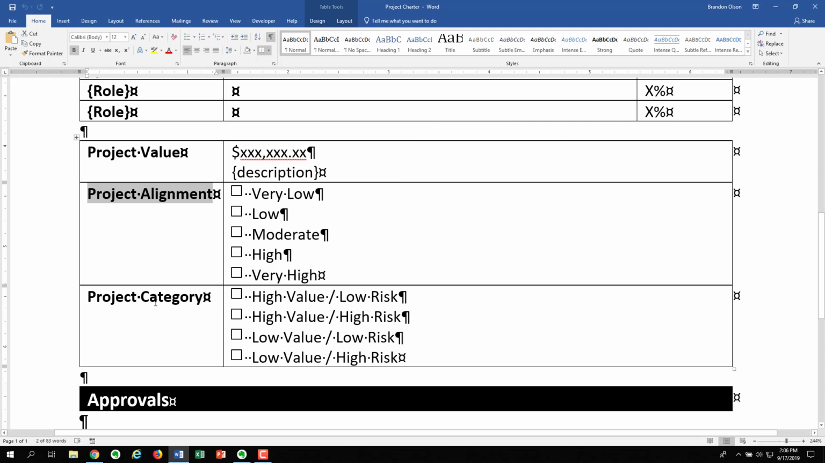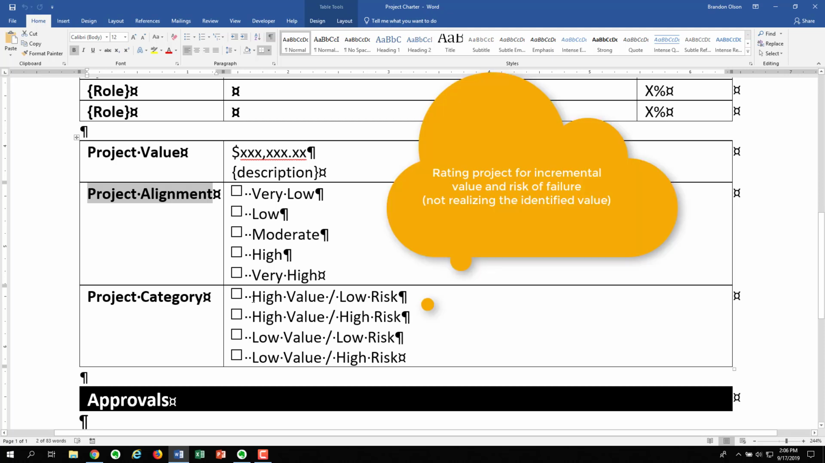And then finally, the project category to indicate, is it high value? So again, you look at the value of this. Is it high value and low risk? So identifying the risk here is to indicate what's the likelihood that you'll be successful in completing this project and delivering the value that you are anticipating being able to deliver. A low risk project means that we're pretty certain that we're going to be able to deliver the project and realize that value. And so we're looking at a high value, low risk.